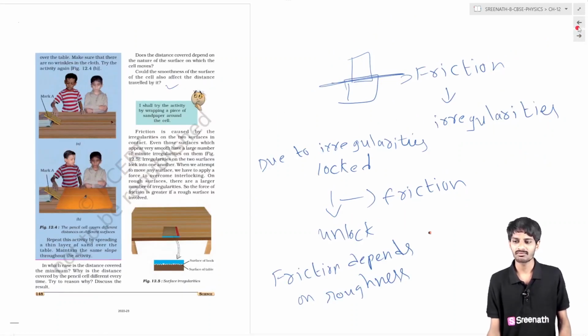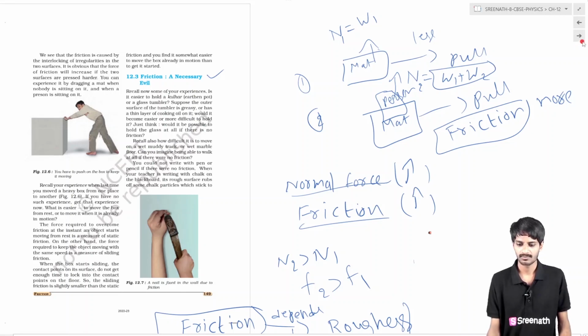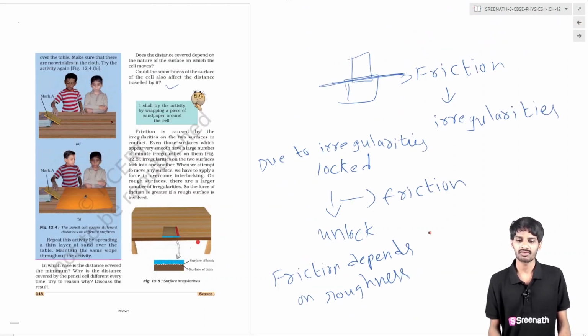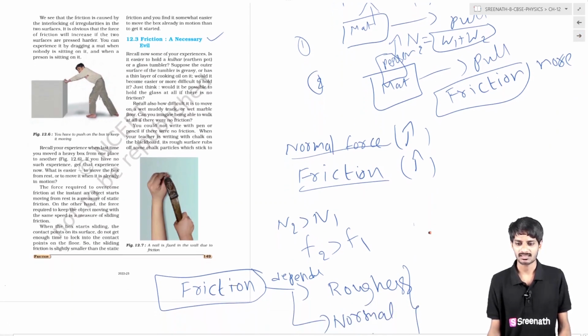And next, what are the factors affecting the friction? The first factor is roughness, which means smoothness, roughness or irregularities. Basically the friction is due to the surface irregularities. When there are two surfaces in contact, even though they look very smooth, they have so many irregularities at the micro level. Due to these irregularities, they will lock in. So frictional force is nothing but the force required to unlock these two surfaces. So frictional force depends upon the roughness or irregularities.